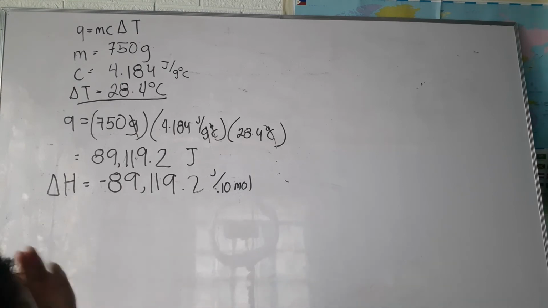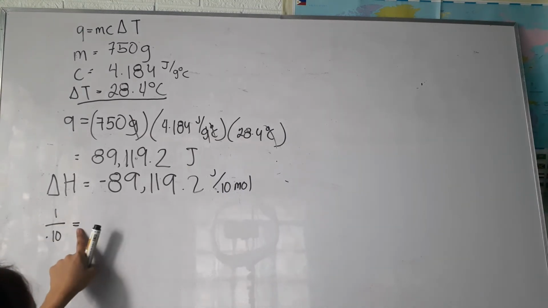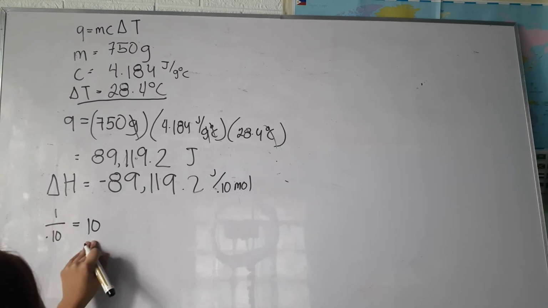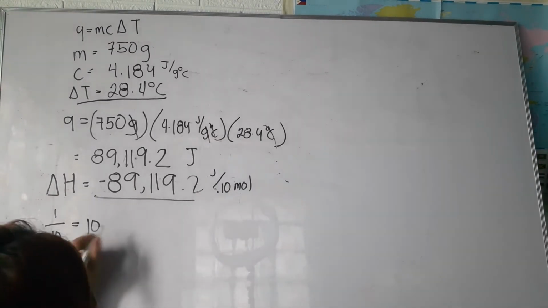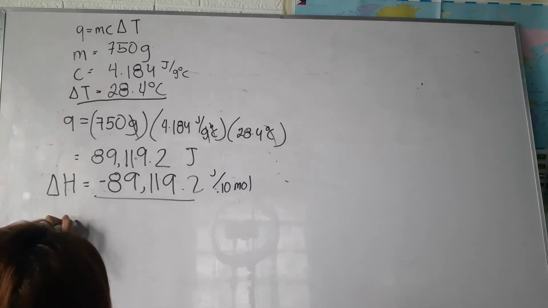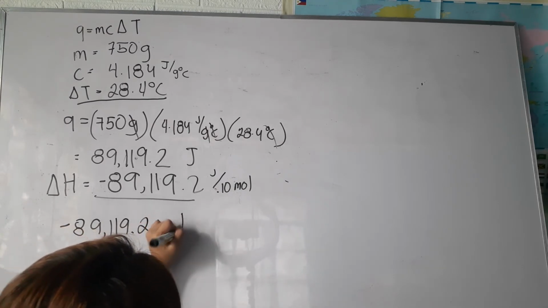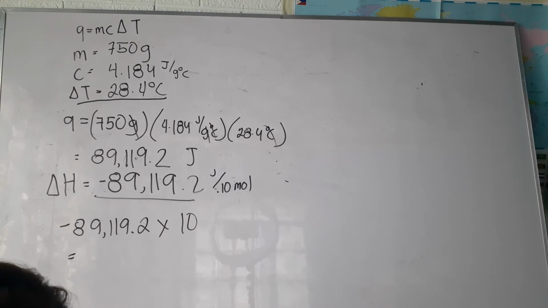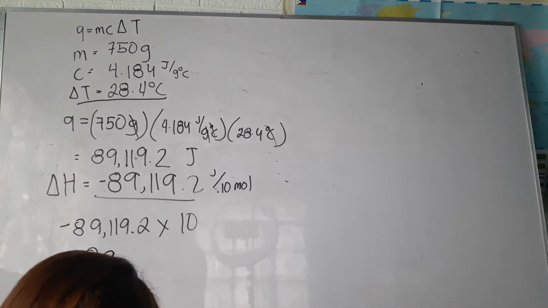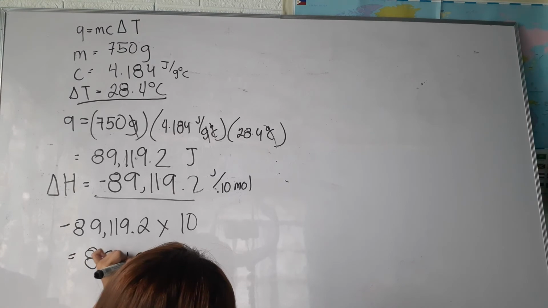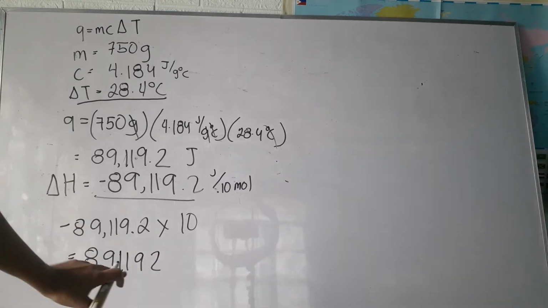So, paano na ulit natin yung gagawin? I-divide natin to. 1 divided by 0.10 is equal to 10. Ayan. So, i-multiply natin siya dito para ma-scale up natin yung reaction. So, 10 siya ha. Negative 89,119.2 times 10. This is equal to 891,192.